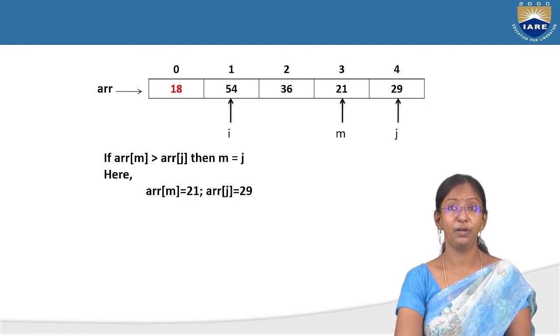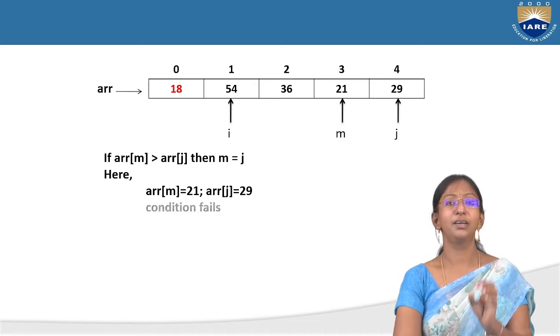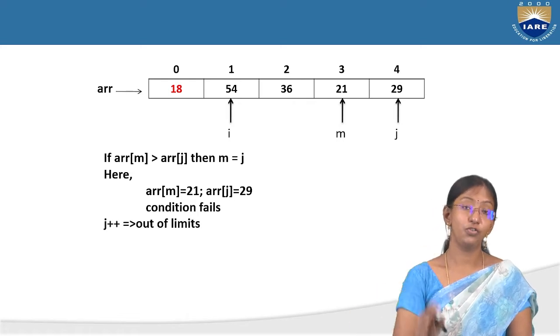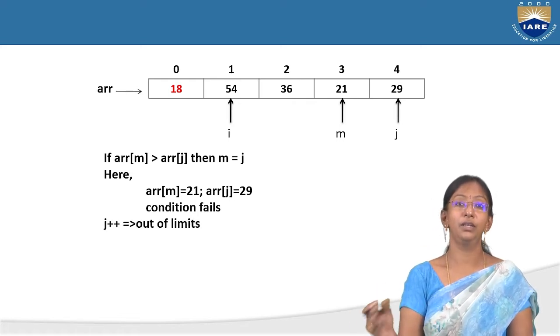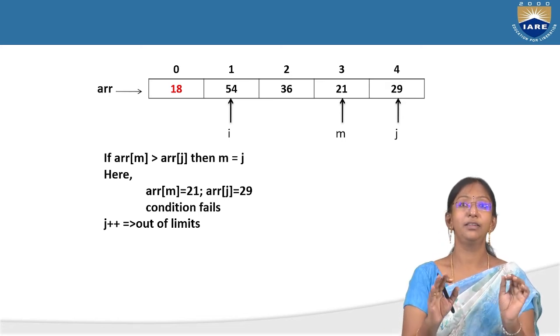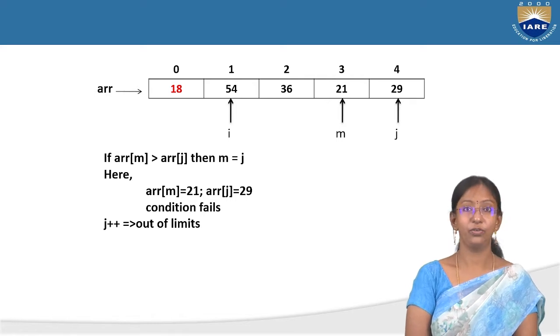The condition fails. If the condition fails, I'm not going to touch the position of m. I'm going to simply increment the value of j. But as j goes out of limits if I increment it, it tells me that it is the end of the second iteration.